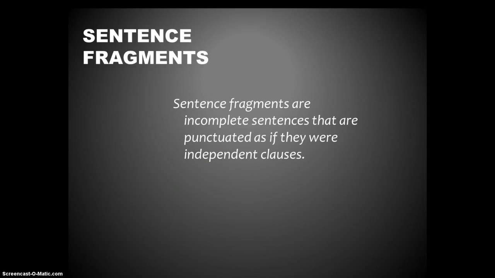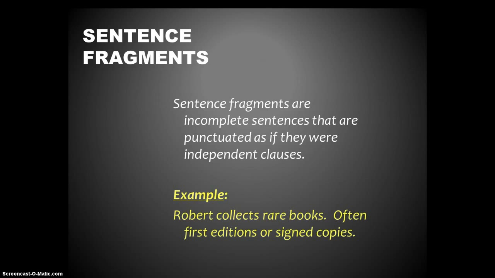The last sentence boundary error is a sentence fragment. Comma splices and fused sentences are created with two independent clauses, but sentence fragments do not even have one independent clause. A sentence fragment is a dependent or subordinate clause, an incomplete thought that cannot stand on its own. If we look at our last example and you read the two sentences separately, you'll quickly be able to detect the sentence fragment. While Robert collects rare books makes sense on its own and is thus an independent clause, you would be pretty confused if I blurted out, often first editions are signed copies, because this is a dependent clause that doesn't make sense on its own.